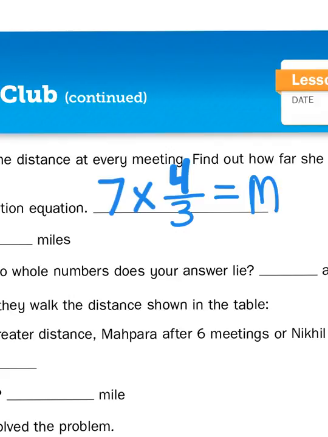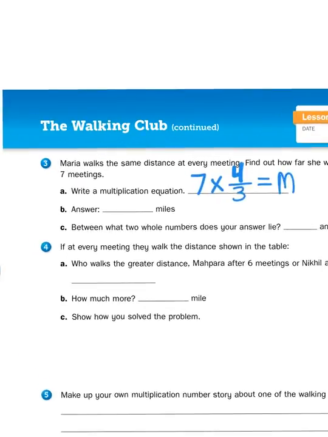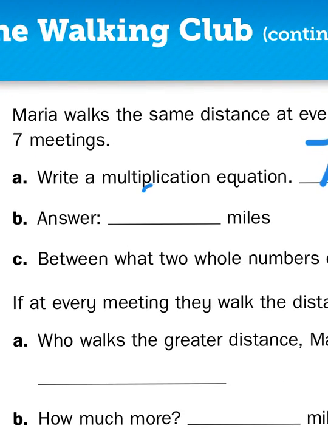So I need to look at the whole number that represents the number of times she's walked, 7 times, and I'm going to multiply it by the number of thirds she walks every time she walks, which is 4/3. So I'm going to multiply 7 times 4. And of course, you and I know that 7 times 4 is going to give us 28/3, because 28 represents 7 times 4, and thirds is the amount of parts that each mile was cut up into. Now, 28/3 is quite the improper fraction.